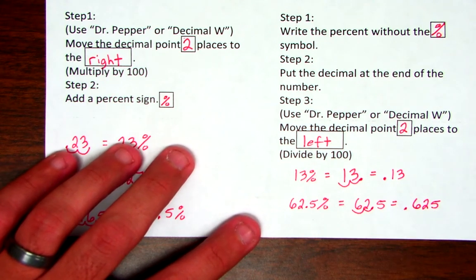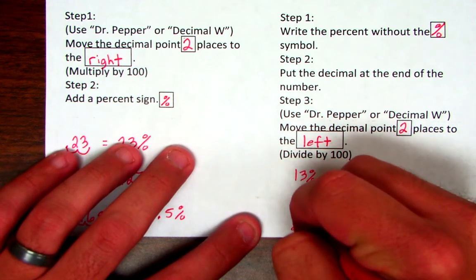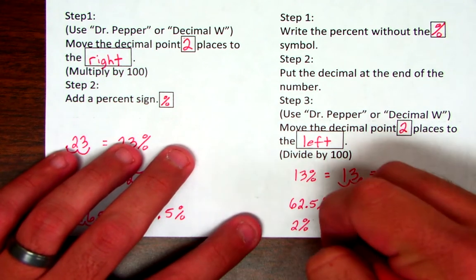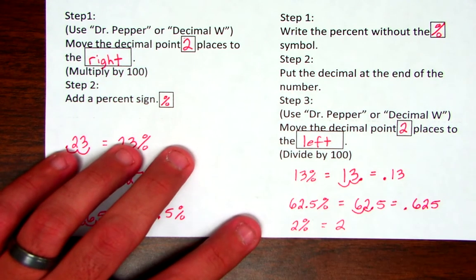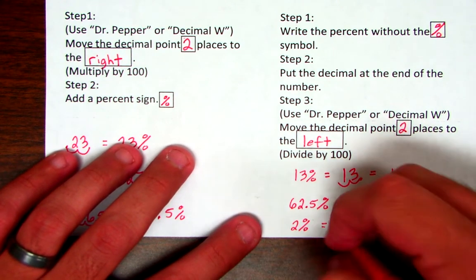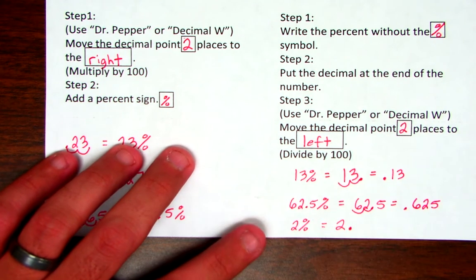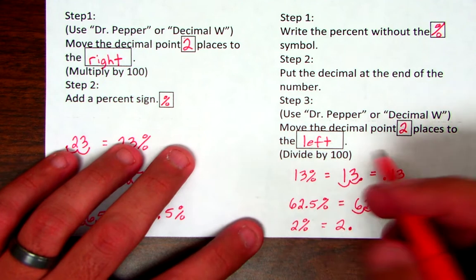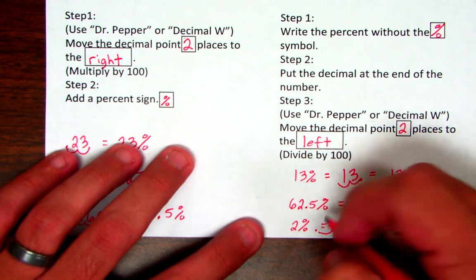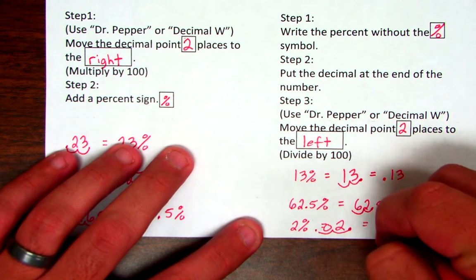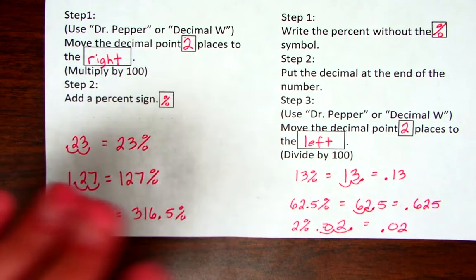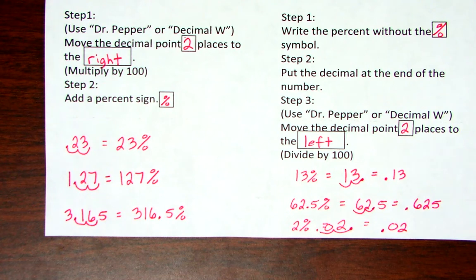Let's try one more. Let's say we have 2%. Step 1, write it without the percent sign. Step 2, do I have a decimal this time? No, I don't. So we have to put the decimal at the end. Step 3, move the decimal 2 places to the left. 1, 2. Well, look at this empty space I have right there. Add your 0. So your equivalent decimal would be 0.02.